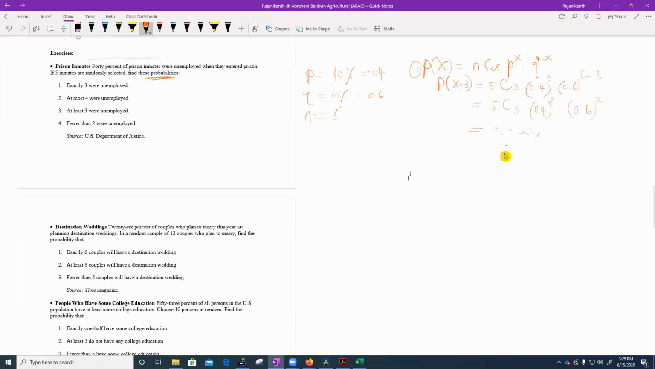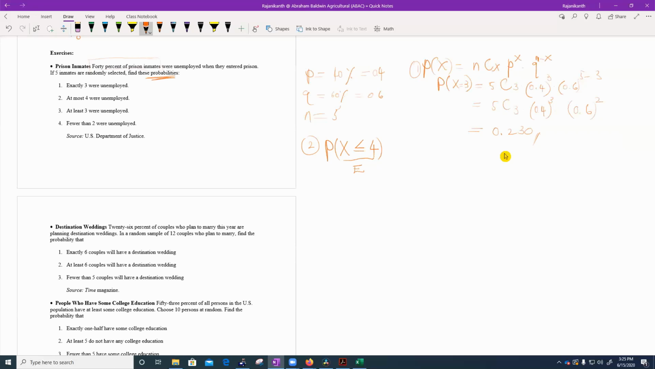Okay, now number 2, we are going to look at the number of unemployment. That should be at most 4, right? So at most means that the maximum we should have is 4. That means my x should be any number less than or equal to 4 is the one I'm looking for, right? So this is the probability I am going to look at. Suppose this is your particular event E, I am going to look at the number of unemployment.